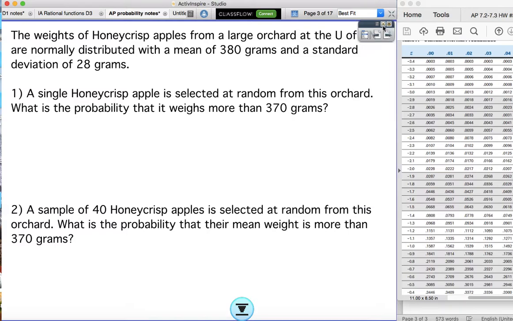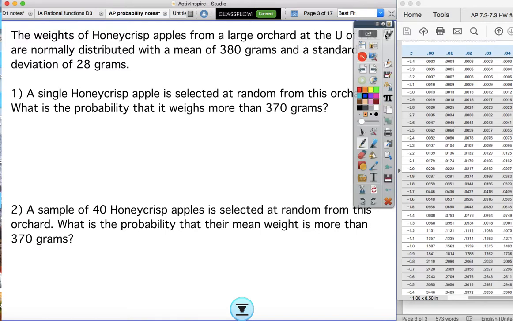Next one. Same idea. This is just focusing on Honeycrisps now. Again, mean 380, standard deviation 28, and the problem says a single Honeycrisp apple is selected at random. What's the probability that it weighs more than 370 grams? So I'm trying to find the probability that my value of my Honeycrisp is more than 370. That's just me stating the problem, but in symbols.